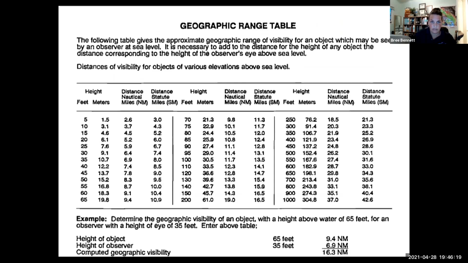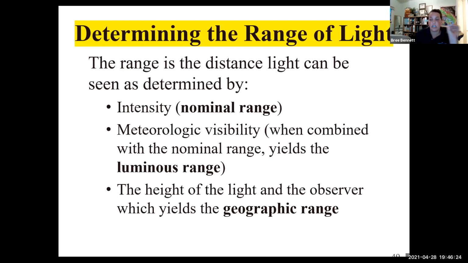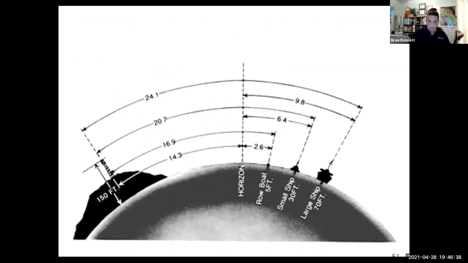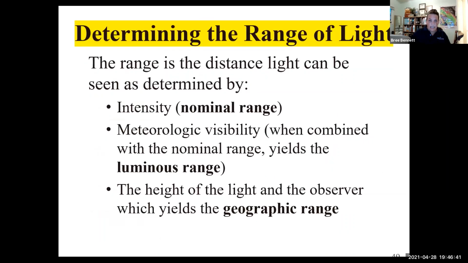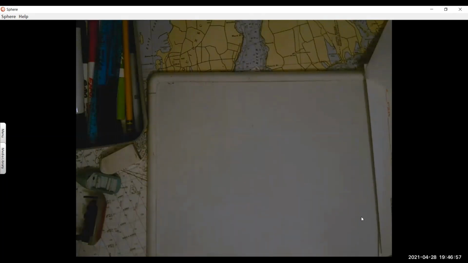We're going to do some determining the range of light, and then we're going to go to our break. Okay, so determining the range of a light. I wanted to see if I had an example of what it looks like on the chart. There was one on assignment 2, question number 10 might be an example of that.